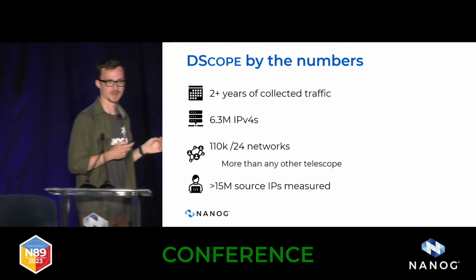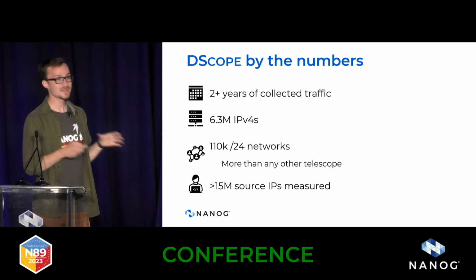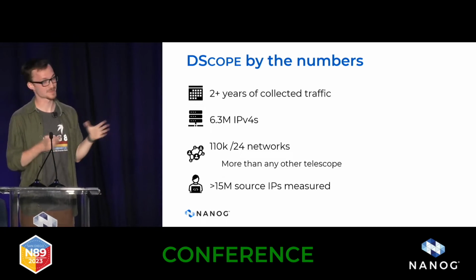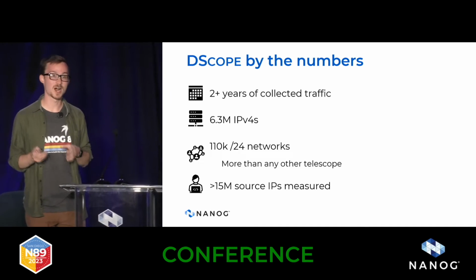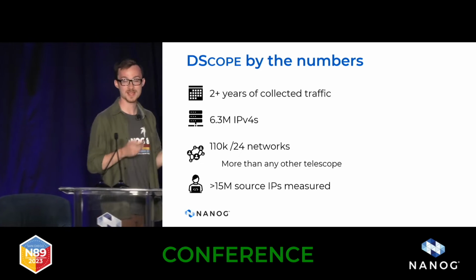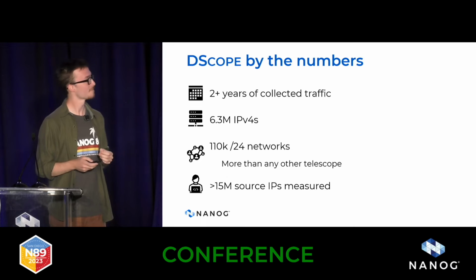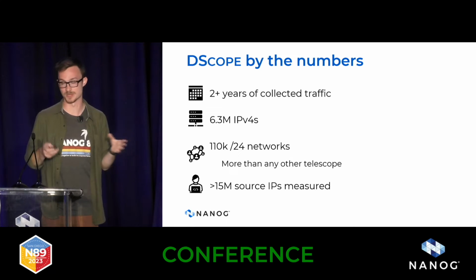Let's look at DScope by the numbers. We've had DScope deployed on Amazon for over 2 years now, and in that time, we've been able to allocate, this is an older number from the submission of this, over 7 million IP addresses. Those addresses spanned 110,000 /24 networks, thanks to the large-scale footprint that we achieved by using a public cloud provider. To our knowledge, that's more /24 networks than any telescope that's deployed in this way.